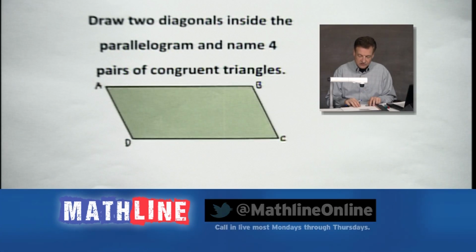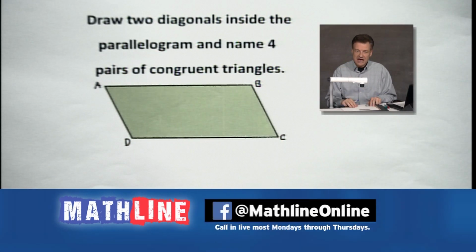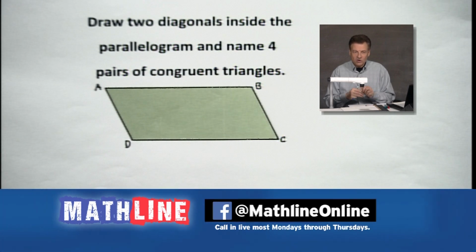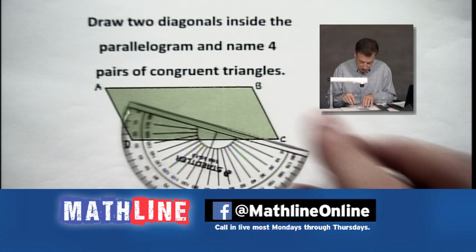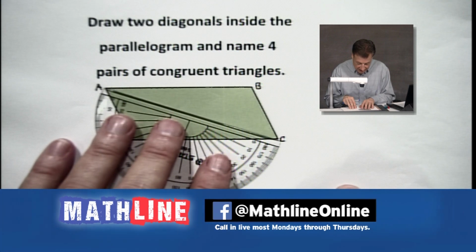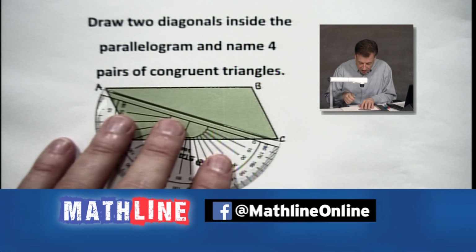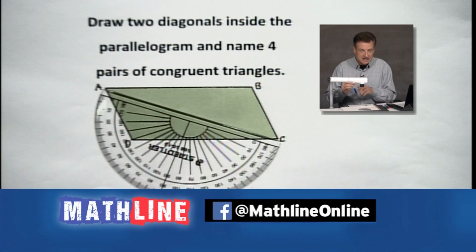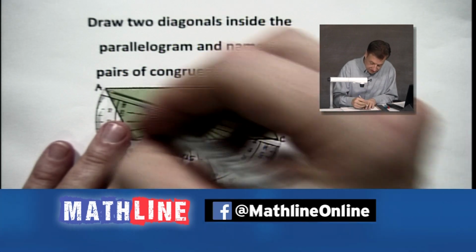It says, draw two diagonals. Remember I said it takes two. That's the title of our show today. And we're going to name 4 pairs of congruent triangles. Let's see, we're going to draw two diagonals. Tara, what do we have going here? Which diagonal should I go with? Looks like AC, right? Let's go with AC, yes. All right, let's do it.